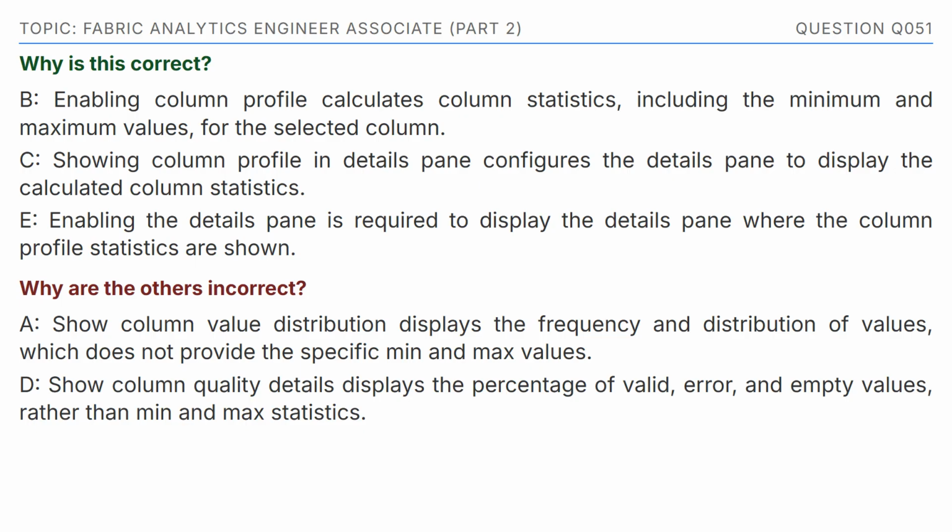Why are the others incorrect? A. Show column value distribution displays the frequency and distribution of values, which does not provide the specific min and max values. D. Show column quality details displays the percentage of valid, error, and empty values, rather than min and max statistics.